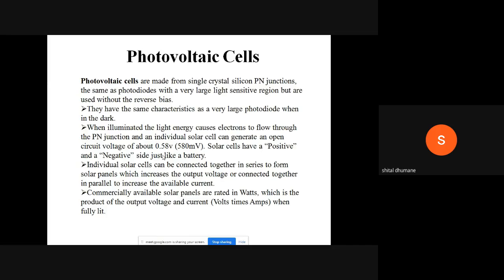If anybody is using solar panels in a project, you should first be clear about what solar cells are. Solar cells are nothing but PN junction diodes. They behave the same in the dark. But when light falls on them, the light energy causes electrons to flow through the PN junction. If you look at a solar panel, there are different solar cells on it. A single solar cell can generate an open circuit voltage of about 0.58 volt, that means 580 millivolts. A solar cell has positive and negative sides just like a battery, and as I just told you, it provides DC power supply. Individual solar cells can be connected together in series to form solar panels, which increases the output voltage, or connected together in parallel to increase the available current.